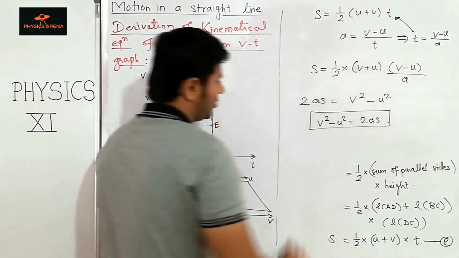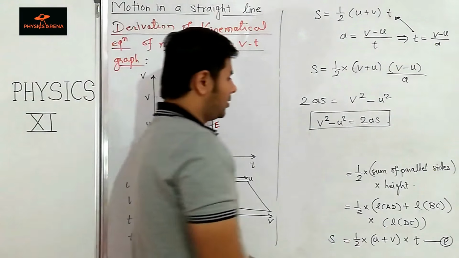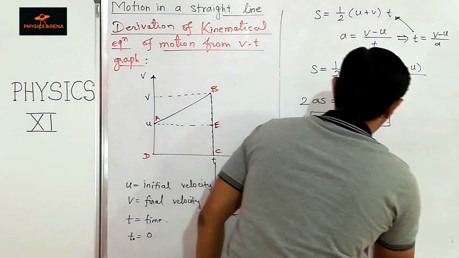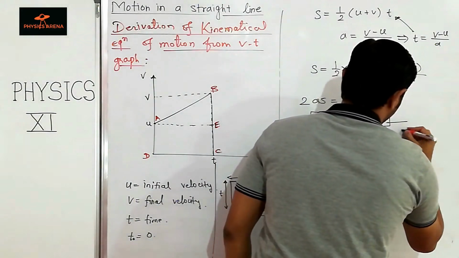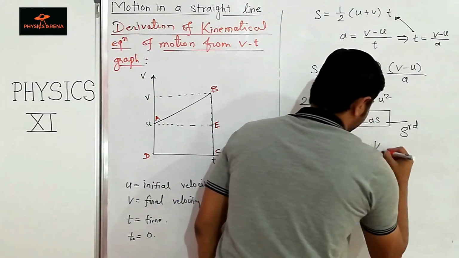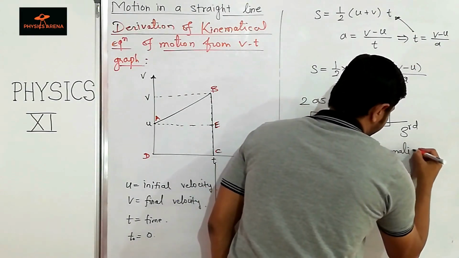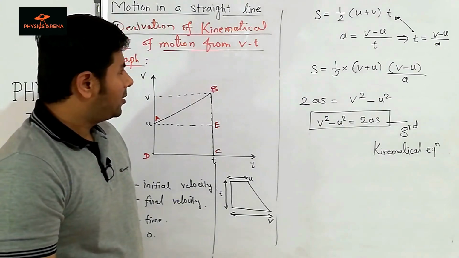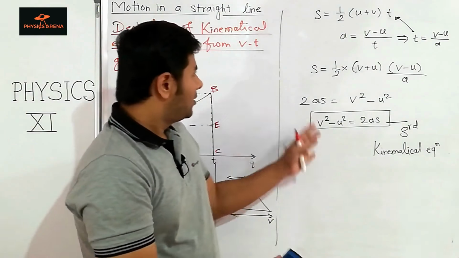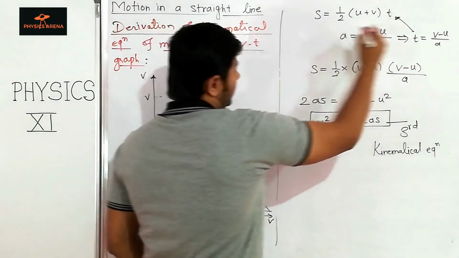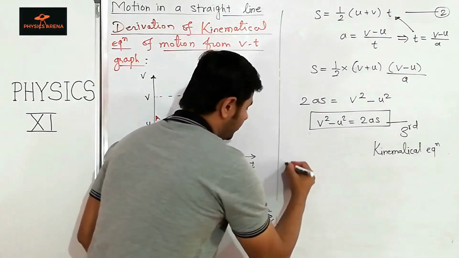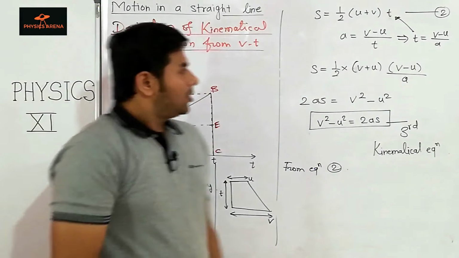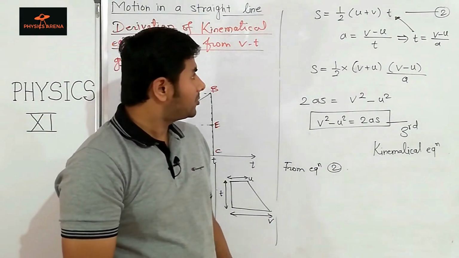This is another kinematical equation. So this is actually the third kinematical equation. We wanted to find the second. Now, this was equation number 2. So, from equation 2, we can find the second kinematical equation.